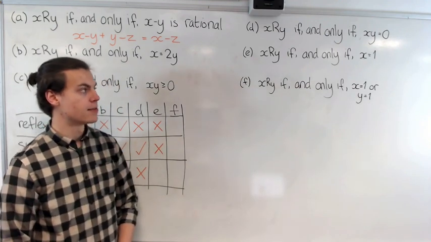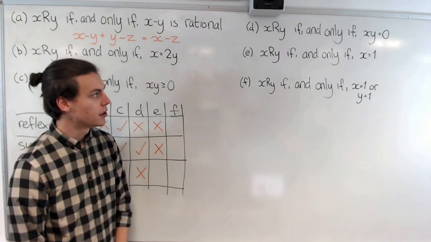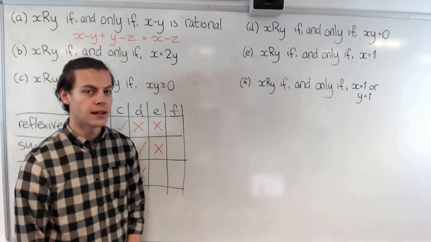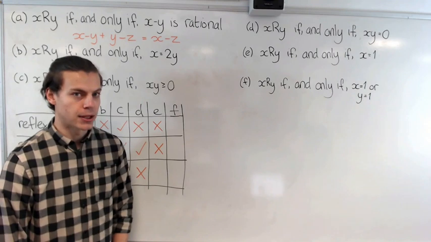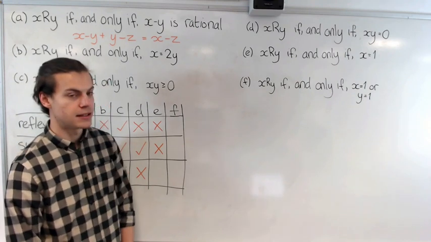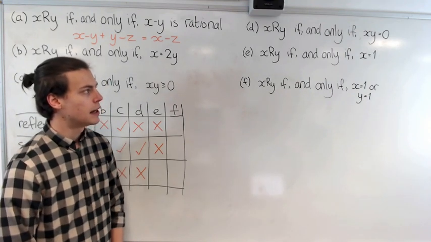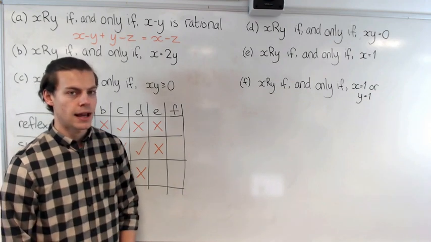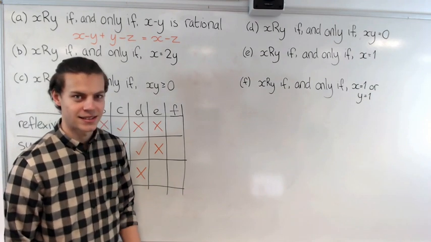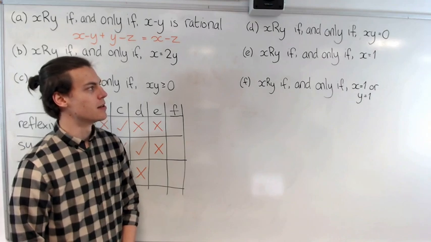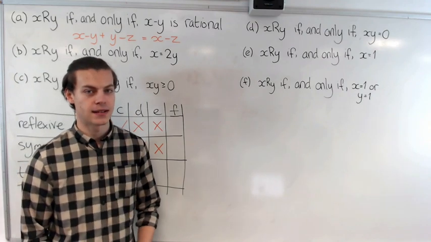And finally, is this relation transitive? Well, if x is related to y, then x equals 1. And if y is related to z, then z equals 1. And so x, of course, is related to z, since x is still equal to 1. So, yes, this is a transitive relation.